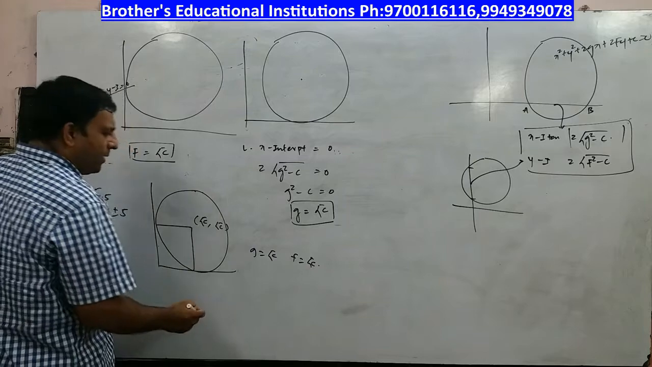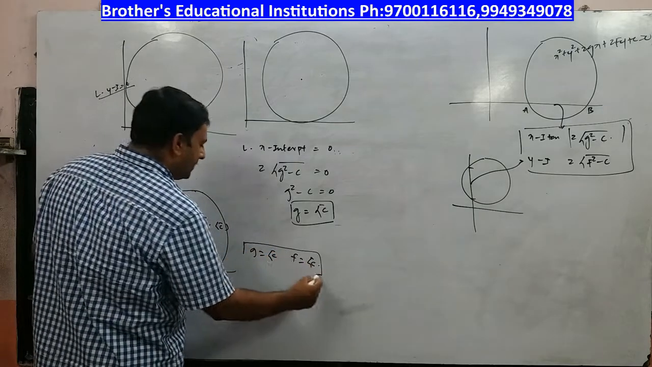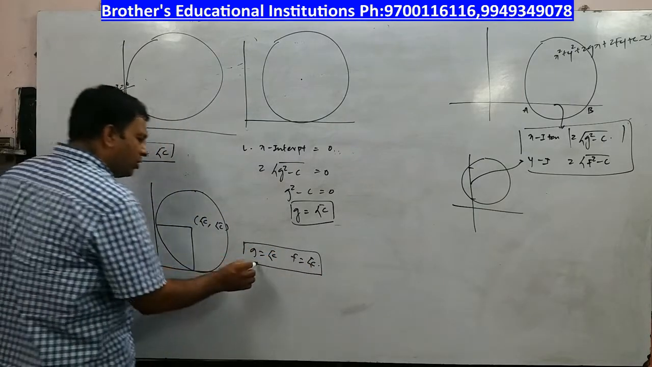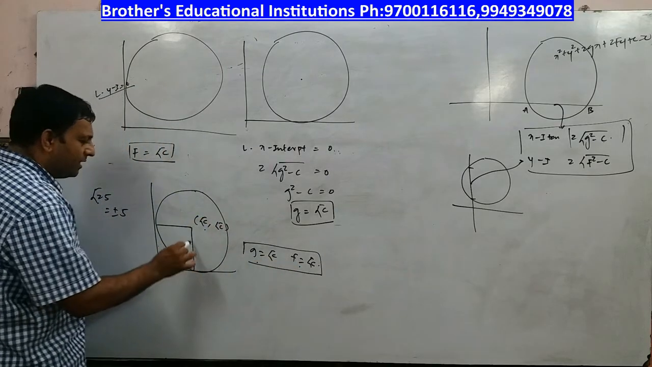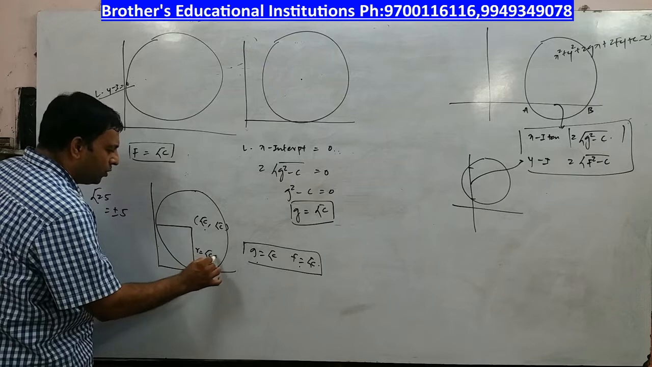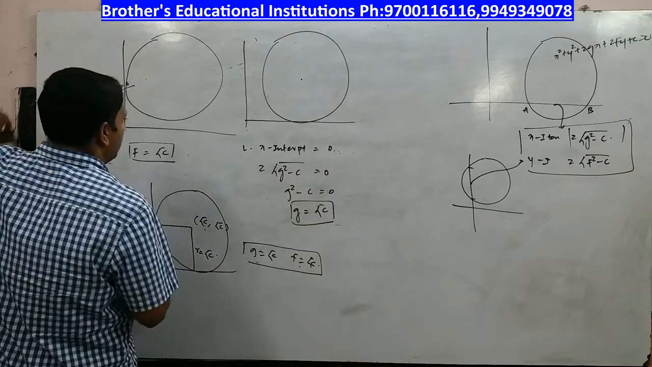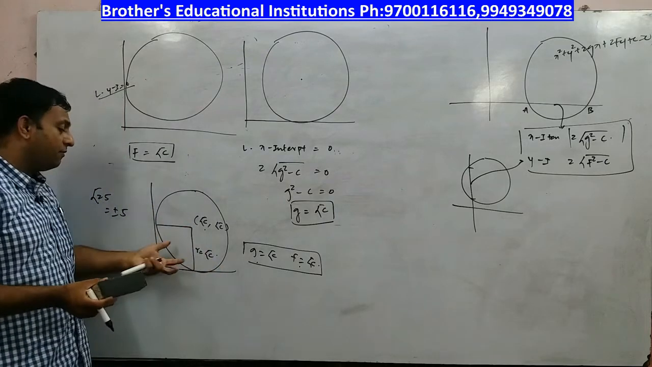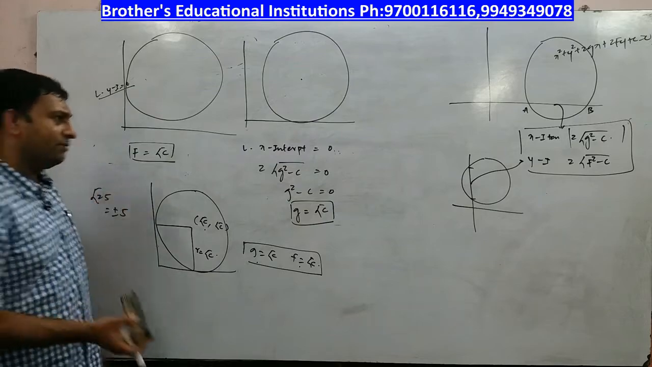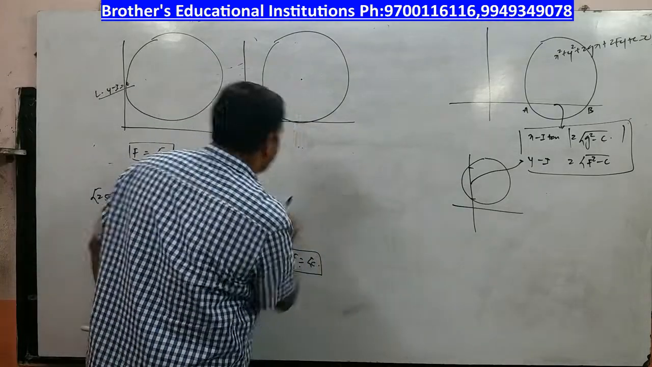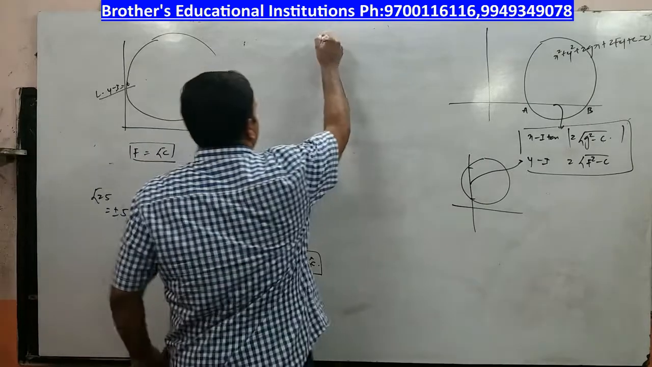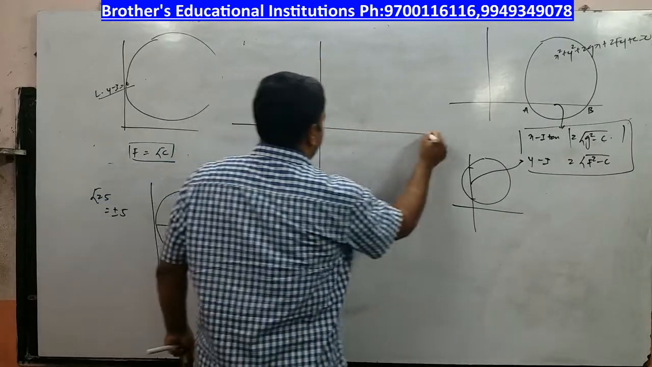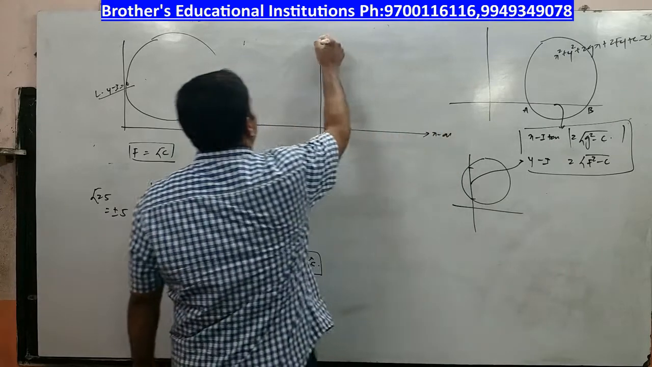So please try to remember, when the circle touches both the axes, the condition is g is equal to root c, f is equal to root c, the center is root c comma root c, and the radius will also be equal to root c. Now let me explain to you how the scenario will be if this circle is in different quadrants touching the x-axis and y-axis. Okay, let me draw it for you. If the circle is like this, and this is my x-axis, and this is my y-axis.